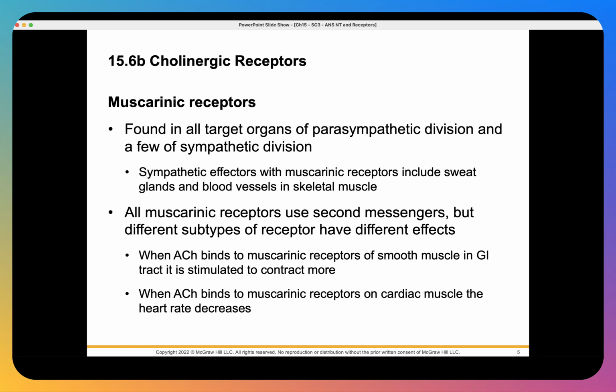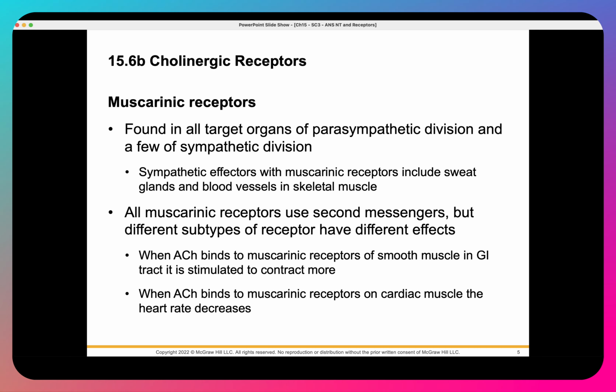Now, muscarinic receptors are found in all target organs of the parasympathetic division, and we're really not going to address where we find them with respect to the sympathetic division. One thing I want us to remember is that, depending upon the target, these can be excitatory or inhibitory. That's an important thing to keep in mind.